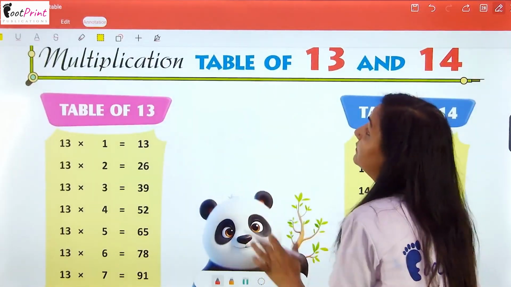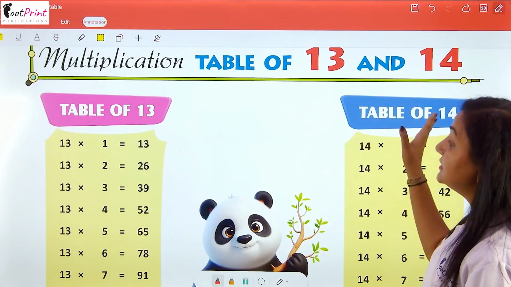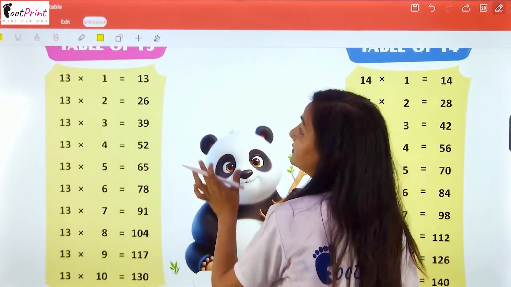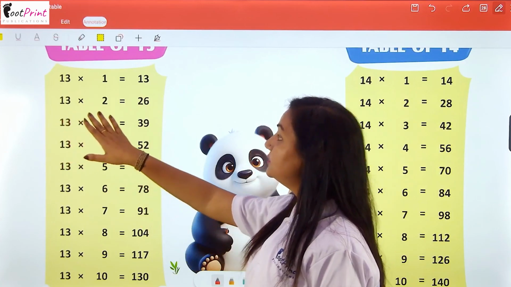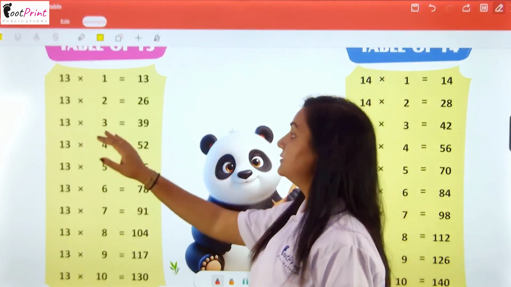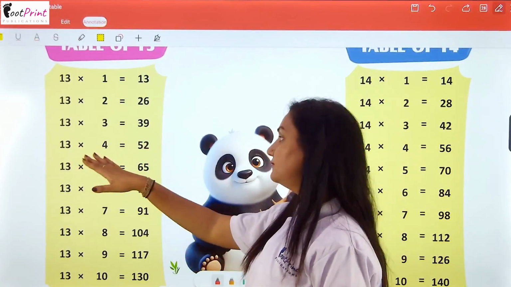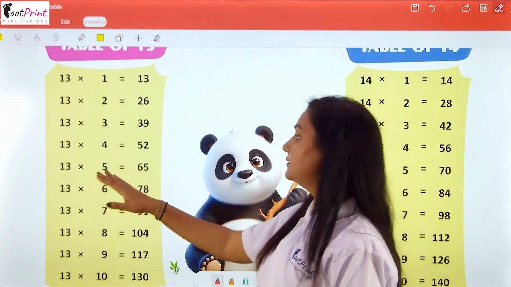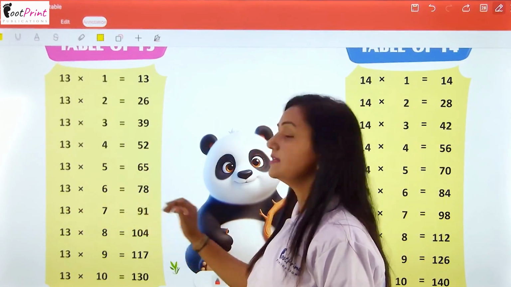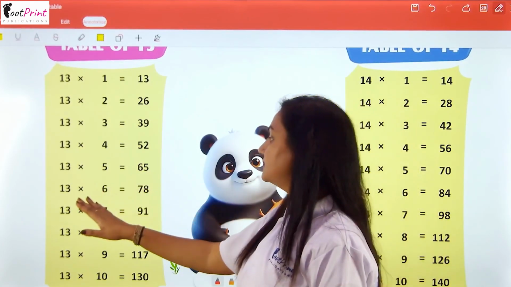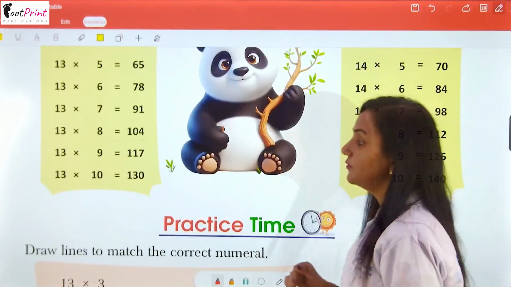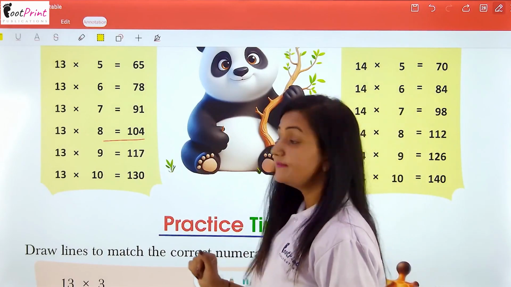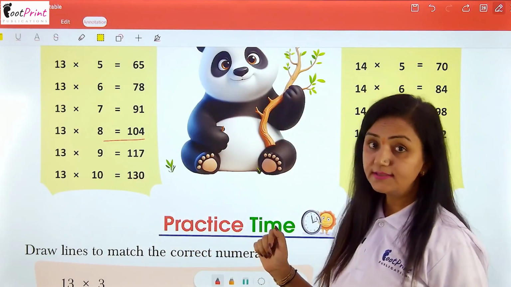Now we have the multiplication table of 13 and 14. Here we have the table of 13. 13 ones are 13. 13 twos are 26. 13 threes are 39. 13 fours are 52. 13 fives are 65. 13 sixes are 78. 13 sevens are 91. 13 eights are 104. 13 nines are 117. 13 tens are 130.